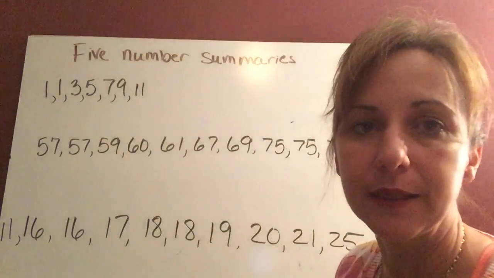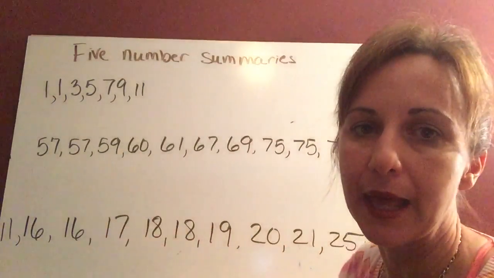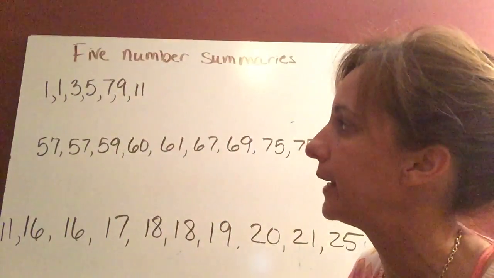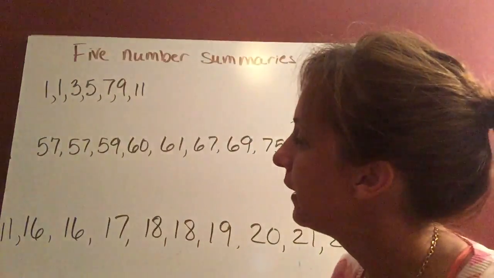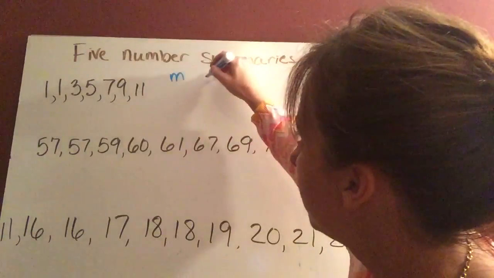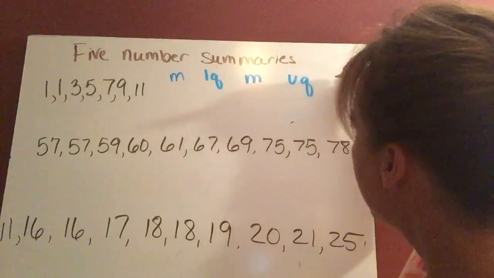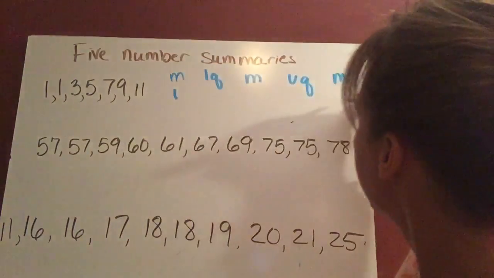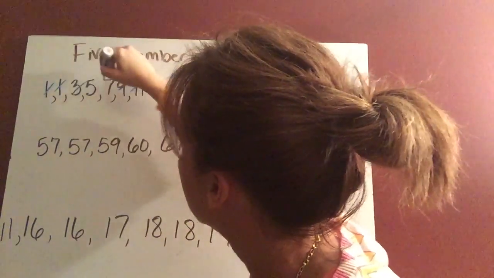So let's find some 5-number summaries for each of these. If you'll notice, I went ahead as I was making this and put them in order from least to greatest. Least to greatest is a very important part of box and whisker plots. So they're in order, and now we're going to find the 5-number summary. The minimum, the lower Q, the median, the upper Q, and the maximum. Minimum, 1. Maximum, 11. Median is 5.